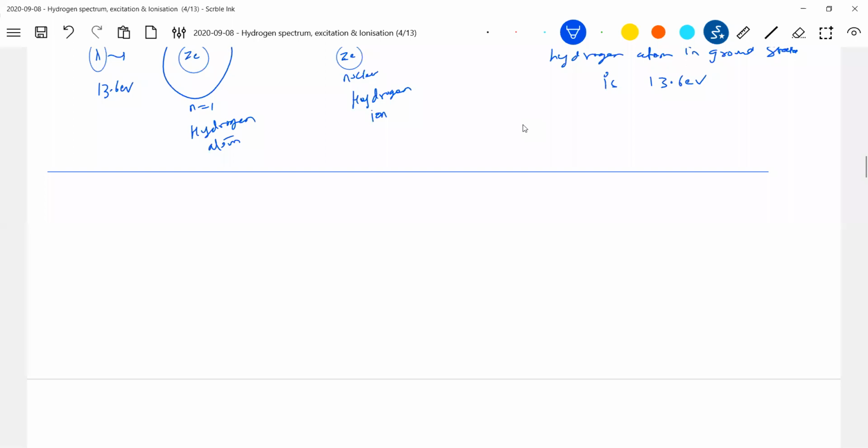If an electron comes with an energy, there's the incident energy, there's the incident electron. It comes with say 10 electron volt. The hydrogen atom is there in the ground state. Two electrons, don't get confused here. This is the incident electron.